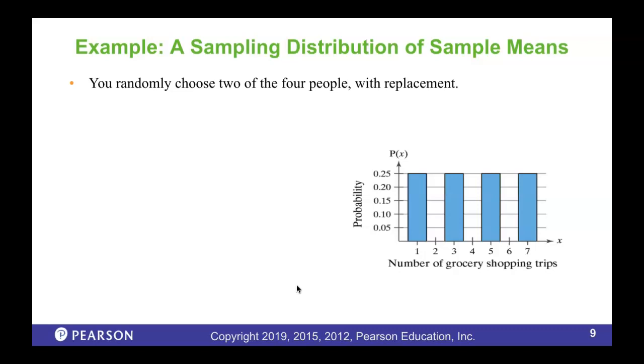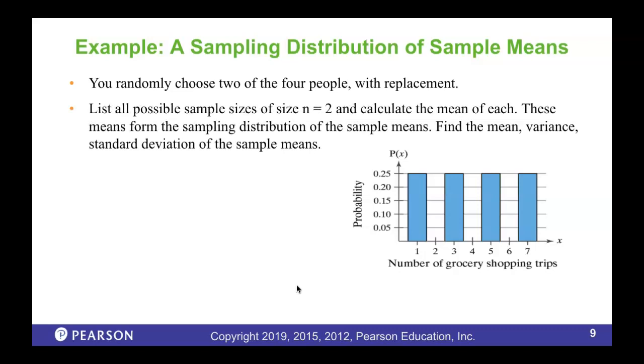That's one sample. But when they said the word replacement, that means, say that I'm doing another sample. I picked Sue. I put Sue back in my population, and I pick another person, and it happens to be Sue again. So there is a chance that Sue shows up twice. So that's what replacement means. So out of 4 people, we are going to randomly pick 2 people. We're going to list all possible samples of size n equals 2 and calculate the mean of each.